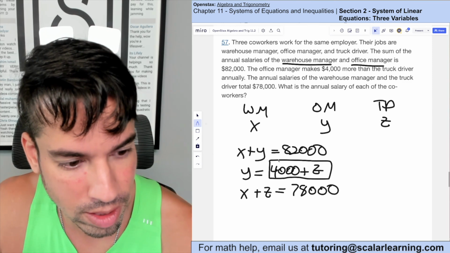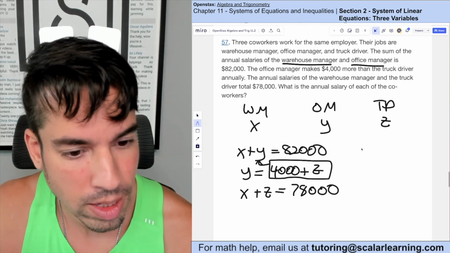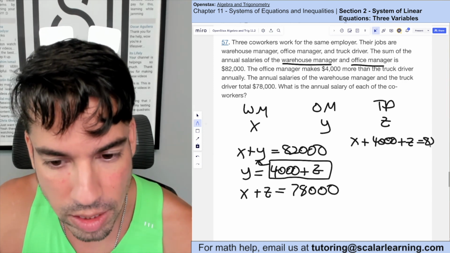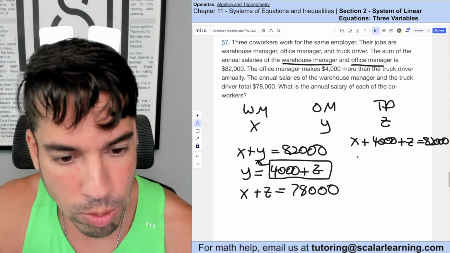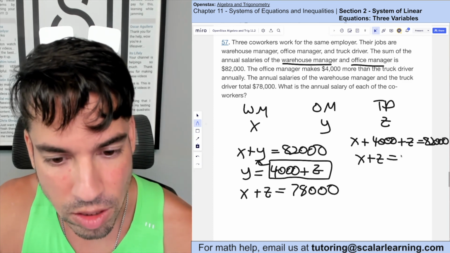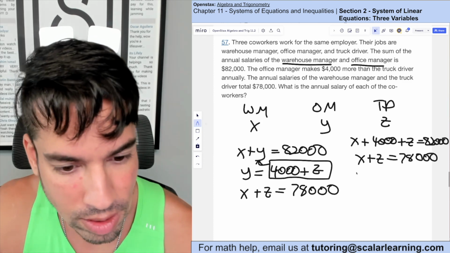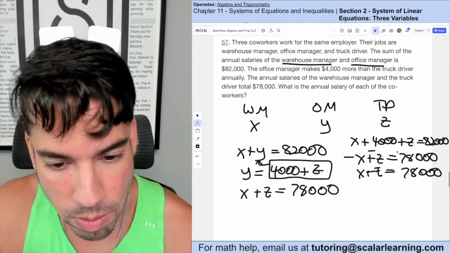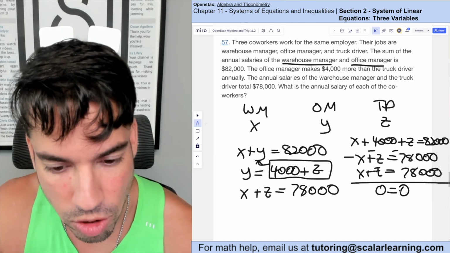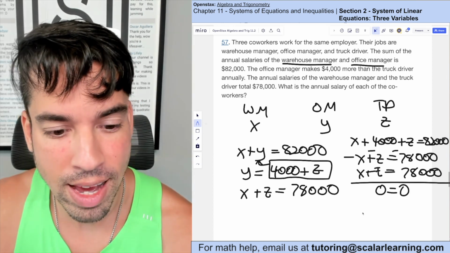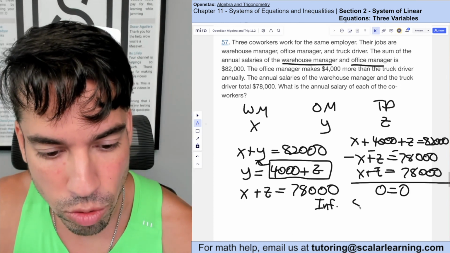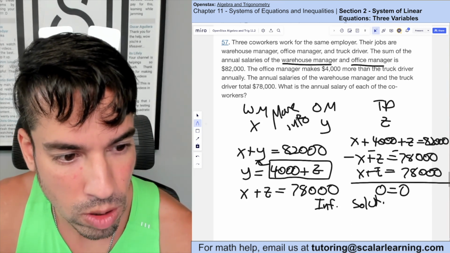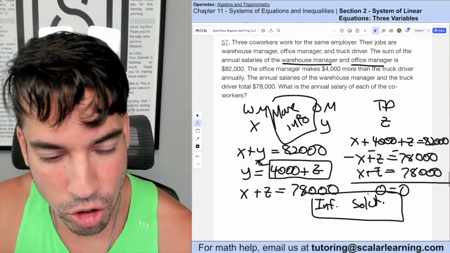I can also plug this into the first equation, and then I get x plus 4,000 plus z equals 82,000. But then when I subtract both sides by 4,000, I get x plus z is equal to 78,000. And then I have the exact same equation here. So obviously, if I try my typical elimination, multiply by -1, add them together, we get 0 equals 0. And you know when you get a situation like that, this means there are infinite solutions. So since there are infinite solutions, we need more info. That's how you do it.